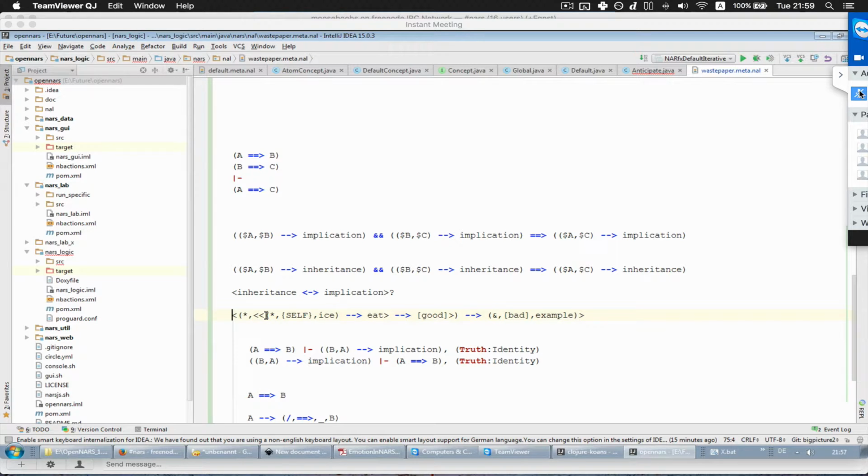So that eating ice is good is a bad example, and Tony thinks that myself eating ice is good. Oh, how should I even say this? Tony thinks that it's a bad example that myself eating ice is good. To some extent, this is already very complicated, but it shows the flexibility of the inheritance relation.